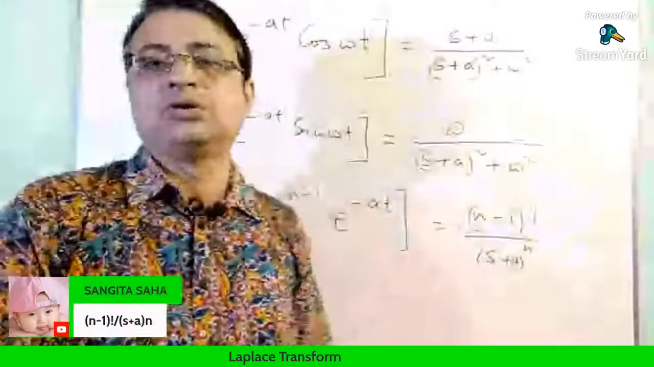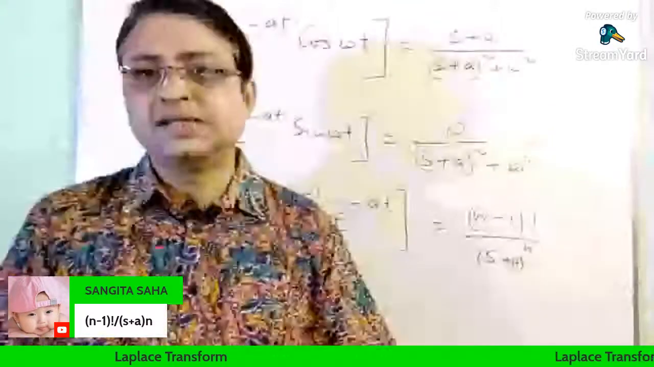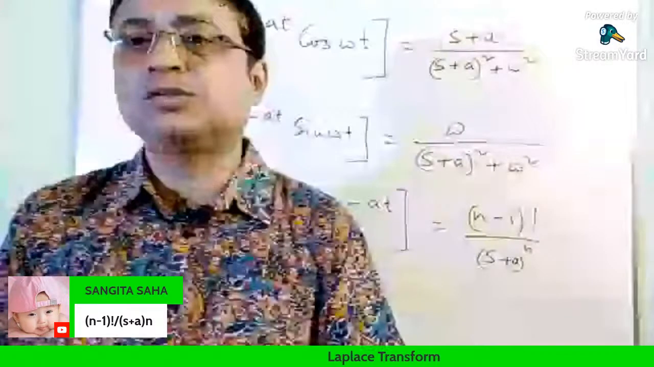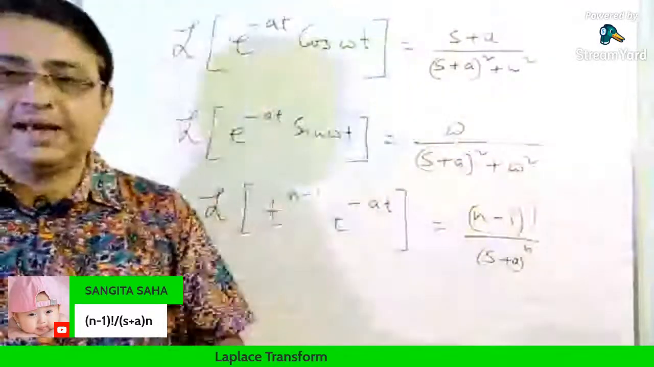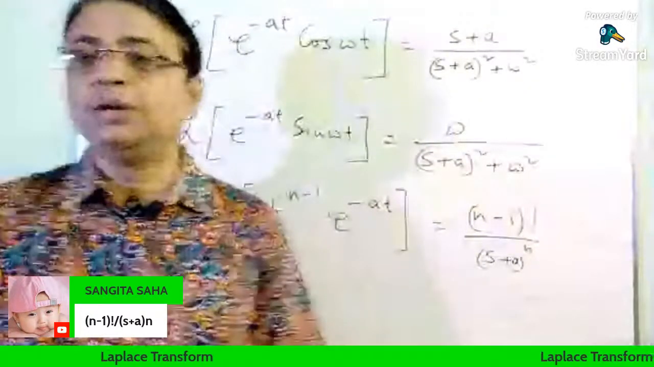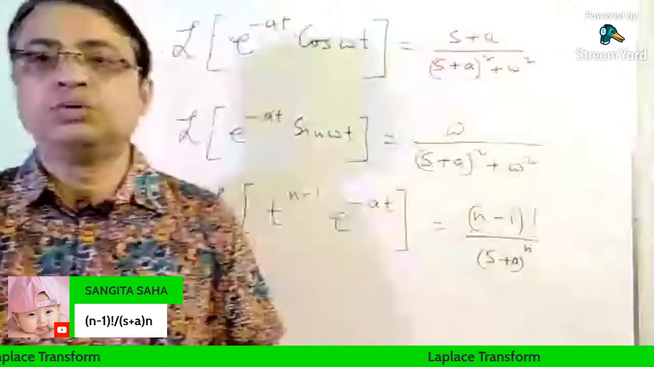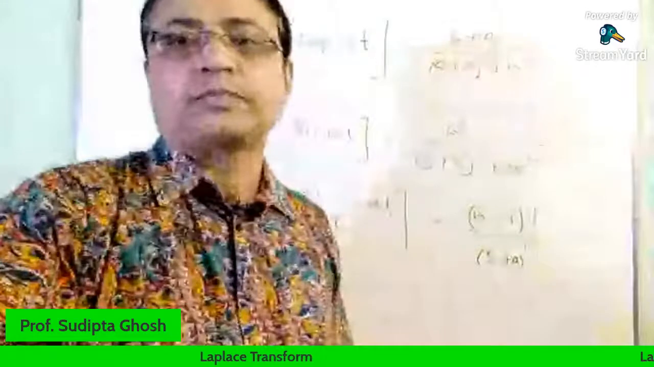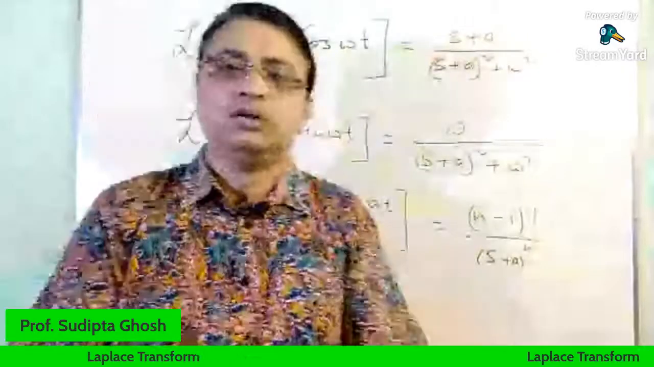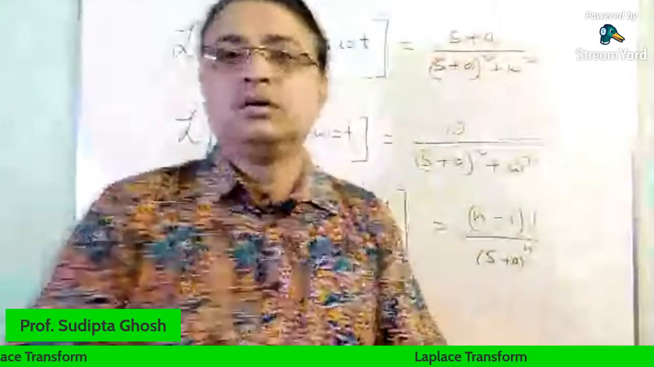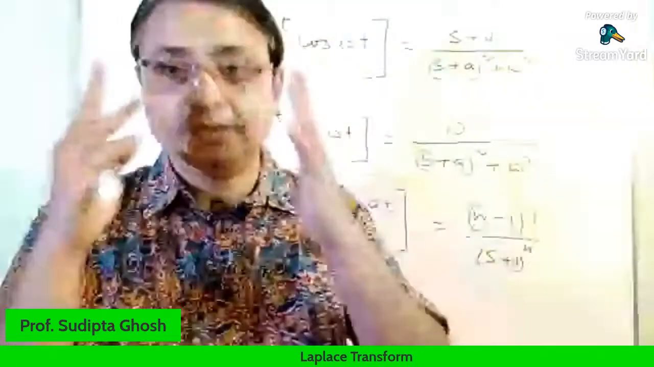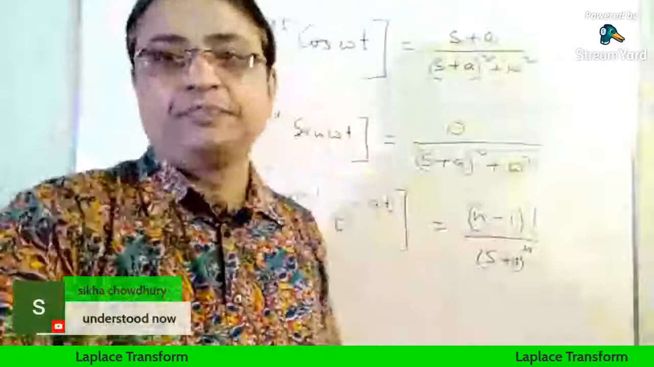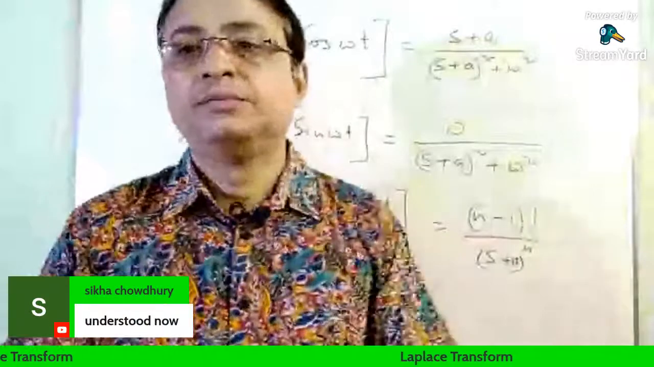Yes, Shongita, this is the value: factorial n minus 1 divided by s plus a whole to the power n. So, okay, fine. Again, thank you to you all. So you are seriously doing problems. Okay, Shikha, thank you.